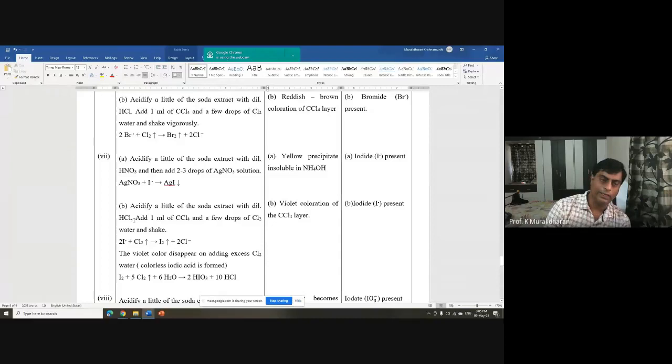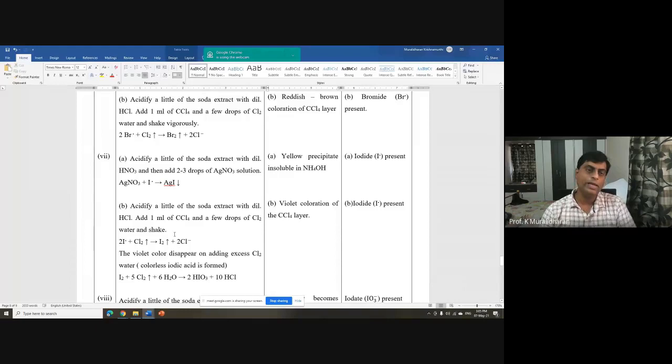It's an organic compound. Organic compound is not soluble in water. You will see two different layers. Separating funnel you have done probably in your school days also. You will have two different layers. So which layer will be bottom? I don't remember, because carbon tetrachloride density probably less than one, so it will be on top only. So when the carbon tetrachloride layer is on top, you may see reddish brown color, so that is the bromine formation. Here you may see violet color, that is iodine formation.